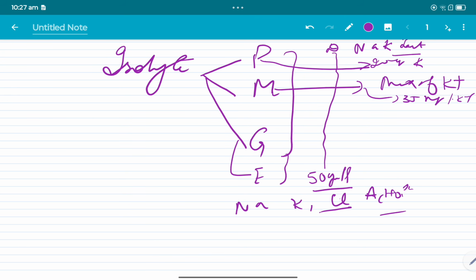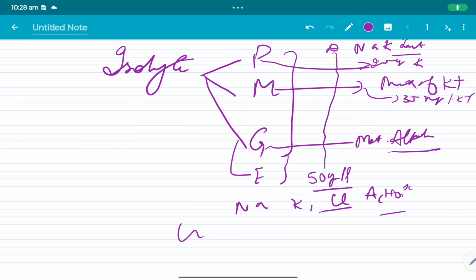Isolyte G is the only IV fluid which corrects metabolic alkalosis because it has ammonium chloride. Ammonium chloride gets converted into hydrogen and urea in the liver, and its addition corrects the metabolic alkalosis. So if somebody asks which fluid is used in metabolic alkalosis, it is Isolyte G.